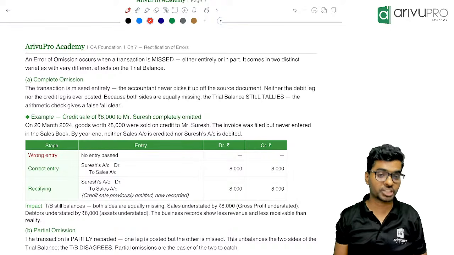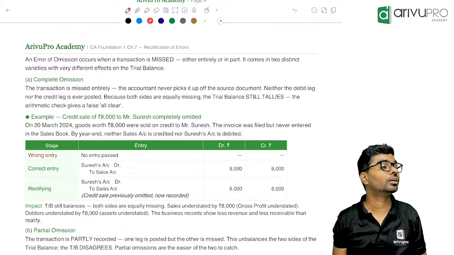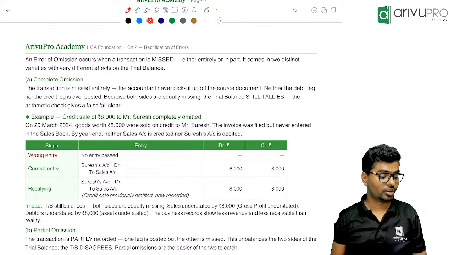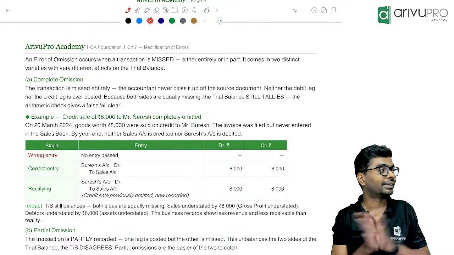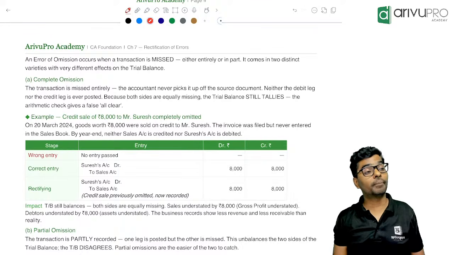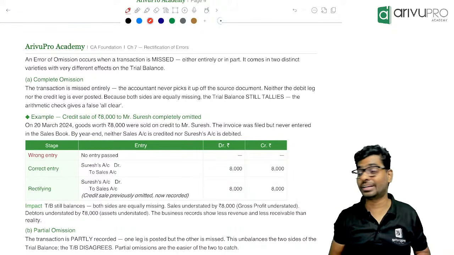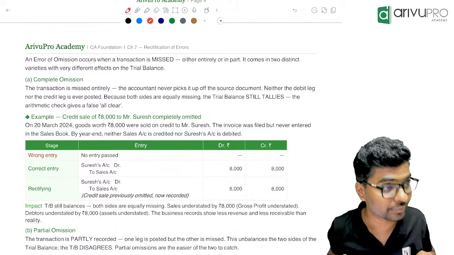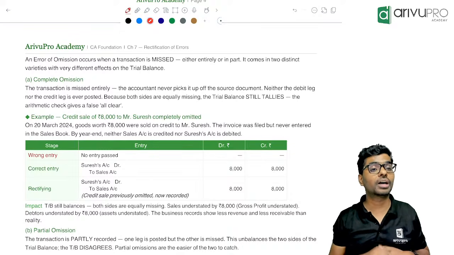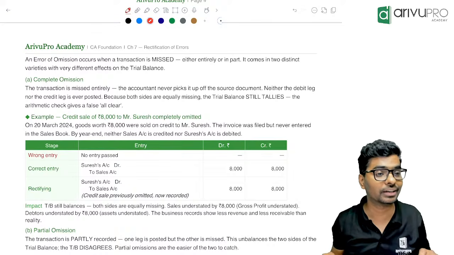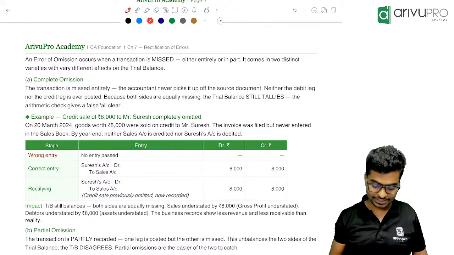Now, complete omission. Will my trial balance tally? Why? No debit, no credit. Automatically it will tally. Partial omission. One debit will be there, one credit will not be there. Therefore, will it tally? Partial omission, trial balance will not tally. Complete omission, trial balance will tally. Understood?